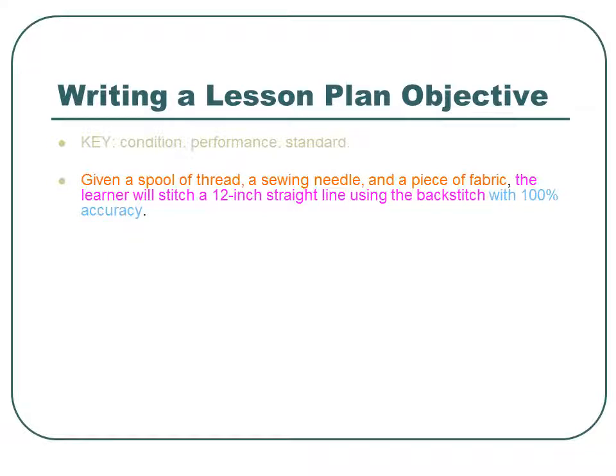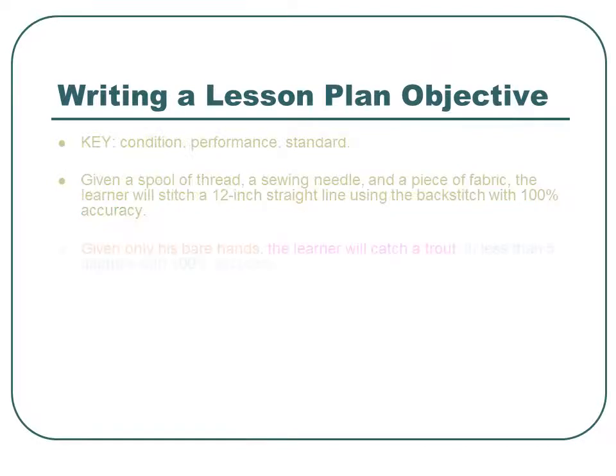Notice how the standards statement and the performance statement define success, basically. If the line that you stitch is crooked, you're not going to demonstrate. If the line is less than 12 inches long or longer than 12 inches, you're not going to demonstrate because you have not followed these instructions.